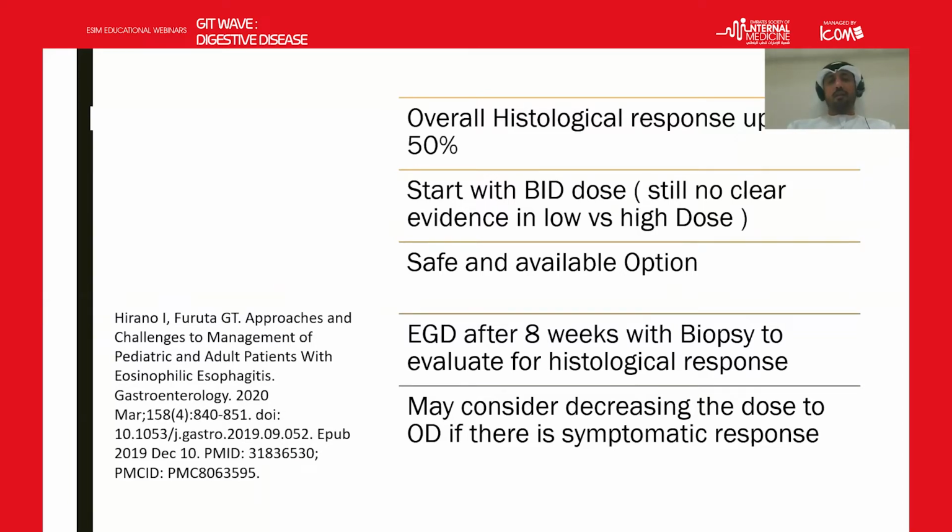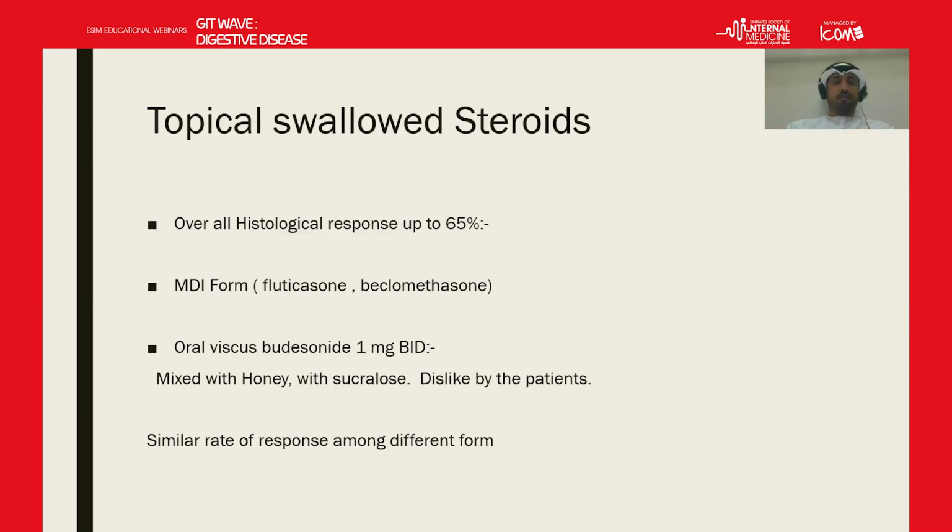Still, there is no clear evidence which dose we should give, low or high dose. It's, as I said, a safe and available option. But you should do an EGD after 8 weeks and evaluate the histological response. And if there is a symptomatic and histological response, you can consider decreasing the dose. So to confirm a response in EoE, you have to have a histological response showing less than 15 eosinophils in your biopsy.